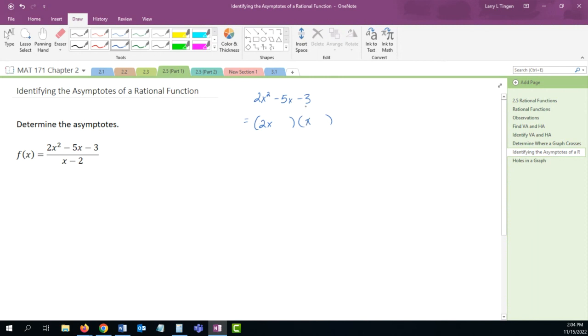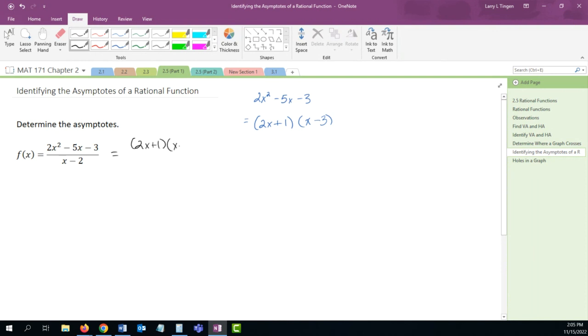2x and x, and then I need to multiply to negative 3. So that's going to be negative 1 and 3, or negative 3 and 1. The tough part here is that middle coefficient b. I need to get negative 5x. Well, if I multiply the 2x by negative 3, and then I multiply the x by 1, do I get it? 2x squared minus 6x plus 1x, or minus 5x, times negative 3. Yeah, that factors.